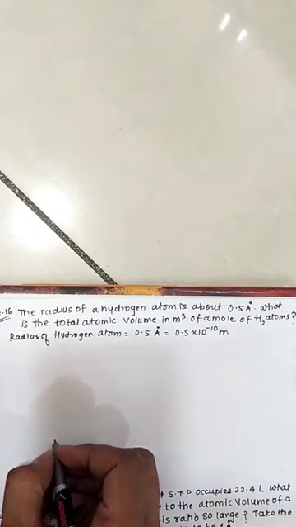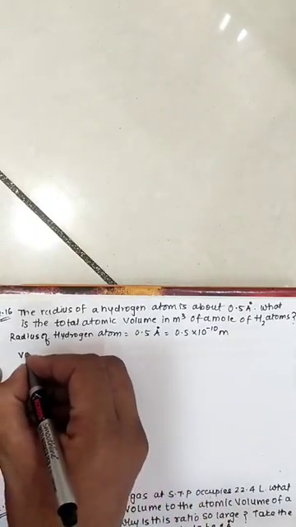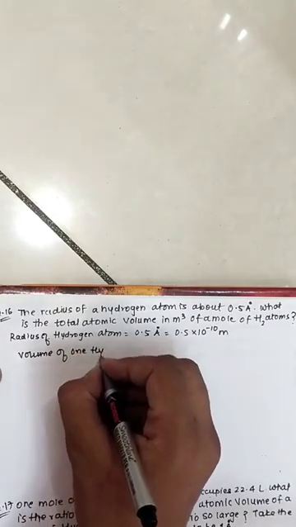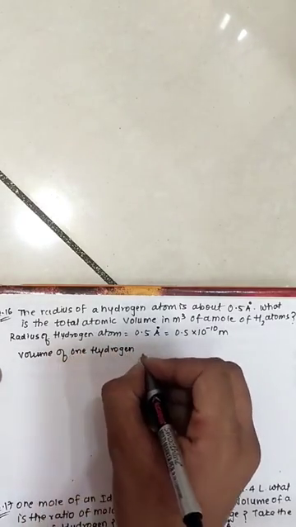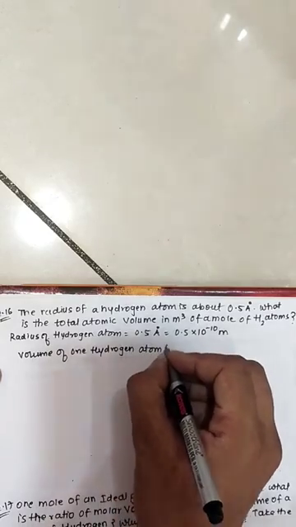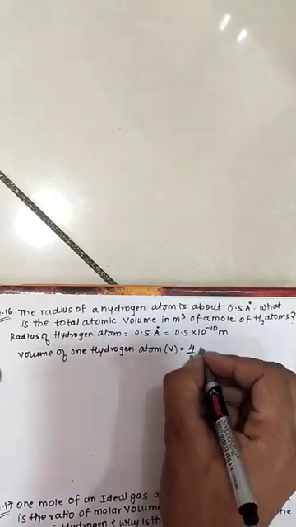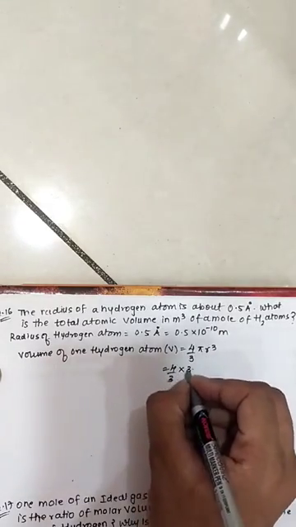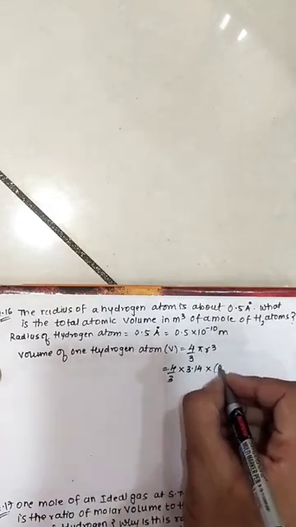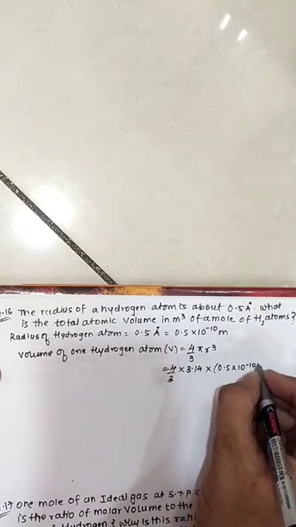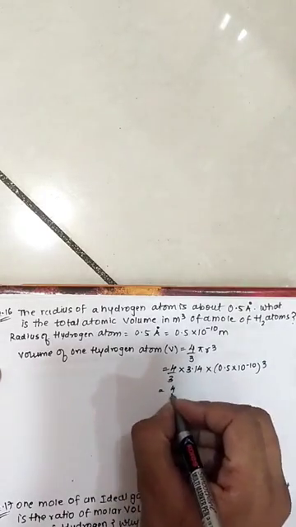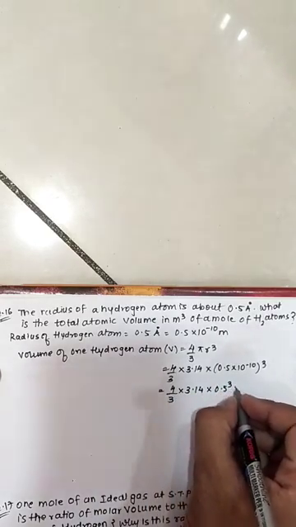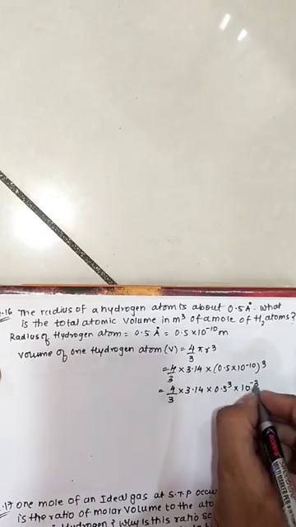Till this clear? Now moving ahead, that is the volume of one hydrogen atom. So the volume of one hydrogen atom, that is how much? That is V, that is equal to, the atom considered to be a sphere, so 4 by 3 pi r cube. So 4 by 3 pi, 3.14. Radius is 0.5 into 10 power minus 10, the whole cube. So 4 by 3 into 3.14 into 0.5 cube into 10 power minus 10 into 3 is minus 30.